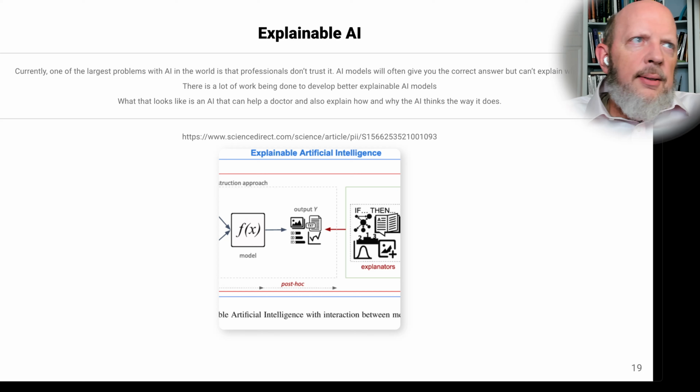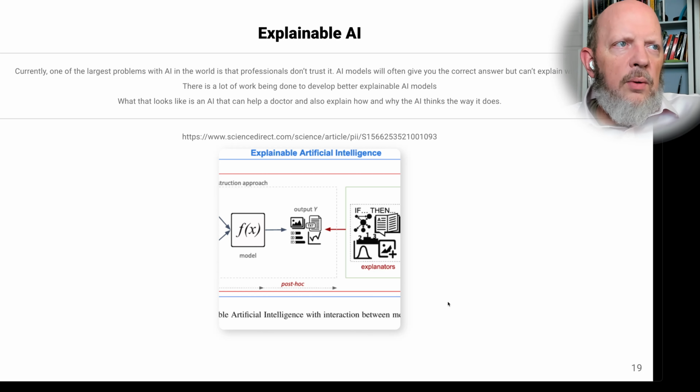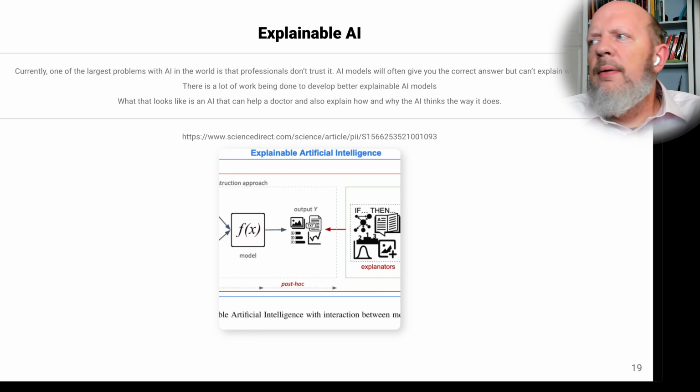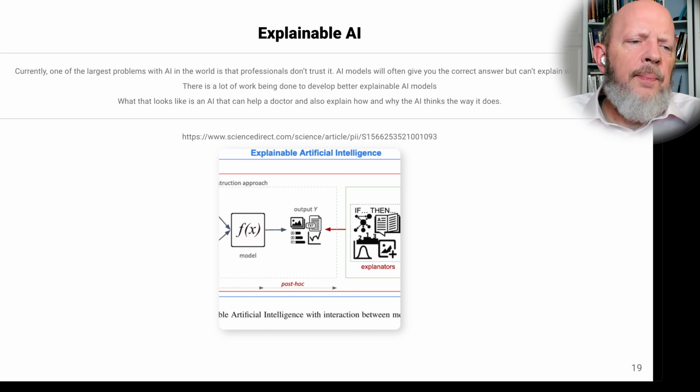One really, really big thing is explainable AI. Now, what do I mean by explainable AI? If you go to school for 10 years and get a doctor's degree, or a medical doctor's degree, and a machine tells you something, you just don't simply accept it. You want to know why it thinks that. How did it get to that conclusion? And that is explainable AI.